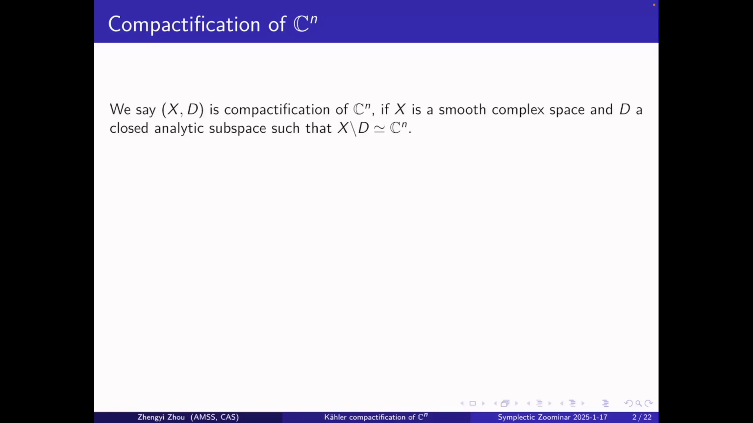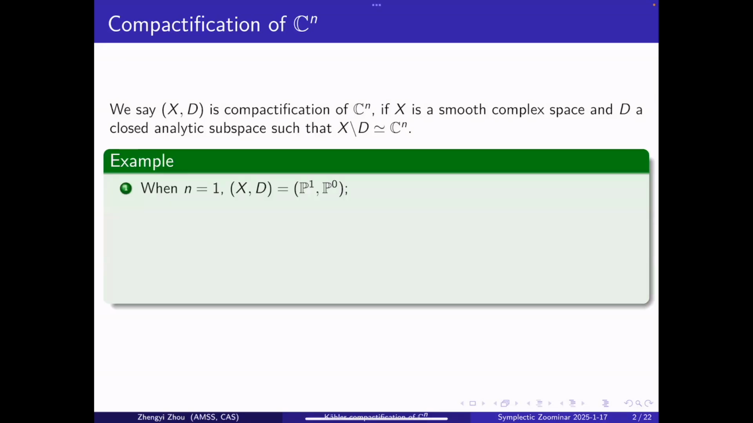So the setup is you have a pair X and D, where X is a smooth complex manifold, and D is a closed analytic subspace. That means locally it's cut out by holomorphic functions, such that the complement of D is biholomorphic to Cn. That's what I mean by compactification of Cn.